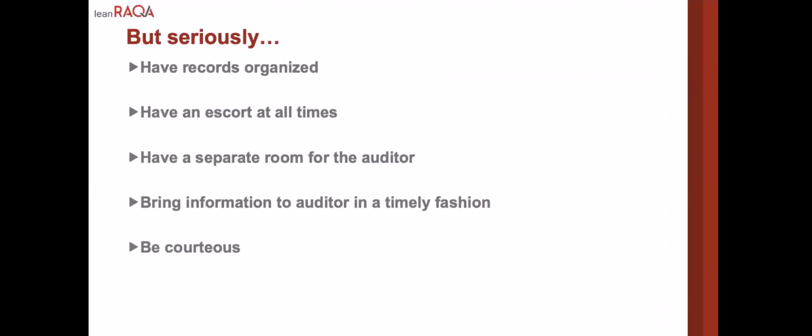Have your records well organized, and they need to stay in that state. Have an escort with the auditor at all times, even to walk them to the bathroom. Have a separate room for the auditor than your back room or wherever the records are being prepared. Bring the information to the auditor in a timely fashion. There is no better way to escalate an audit than by making an auditor wait for documentation.